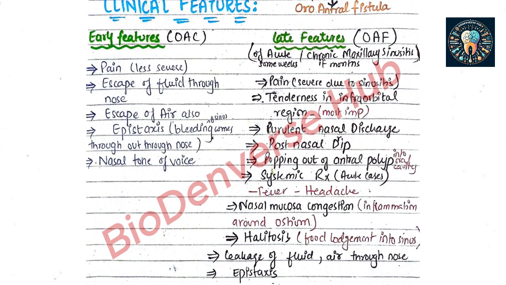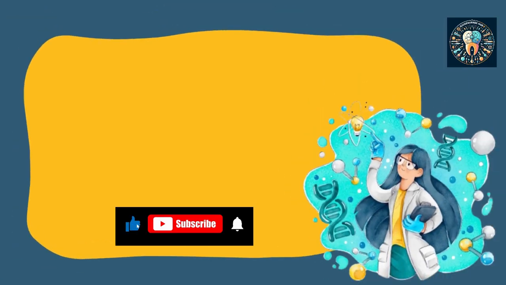Another important feature is the nasal mucosal congestion, because there is sinusitis and inflammation around the ostium, due to which there will be nasal mucosal congestion. The patency of the ostium will not be maintained in that regard. Also, the patient will experience halitosis because of fluid lodgement into the sinus, leakage of fluid or air through the nose, and also epistaxis. So these were some important clinical features. If the patient presents with these features, you can easily diagnose and differentiate between the oro-antral communication and oro-antral fistula. I hope this video will be helpful for you all.